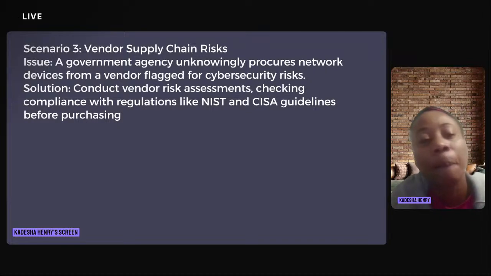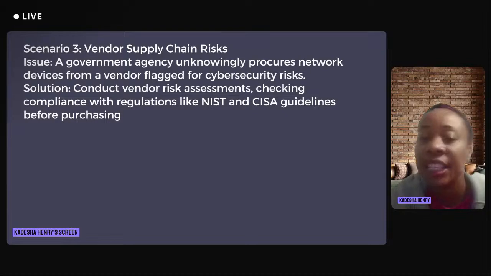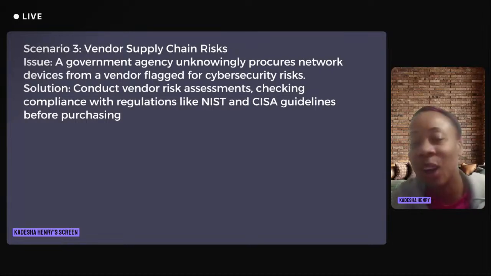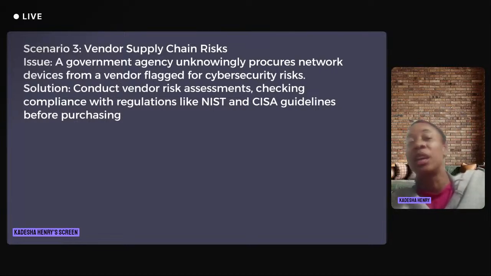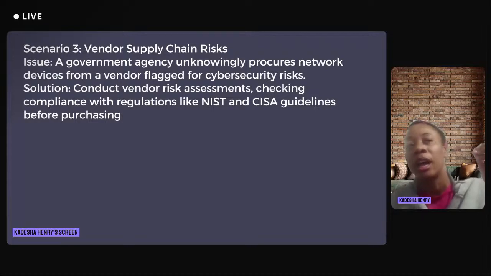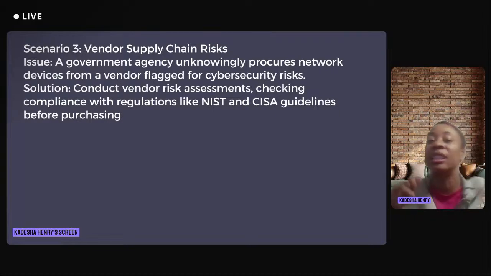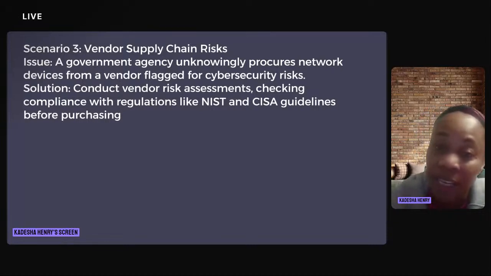Let's look at another scenario. Vendor supply chain risk. Issue: a government agency unknowingly procures a network device from a vendor flagged for cybersecurity risk, right? So now we went and bought from a vendor in the supply chain, right? That's the person who gives the vendors the stuff. Because like I said, remember, Walmart has a supply chain, right? That produces the goods and brings them, and that supply chain has other places they look to. So it's a connecting link. So the vendor supply chain, the one that supplies Walmart, right?